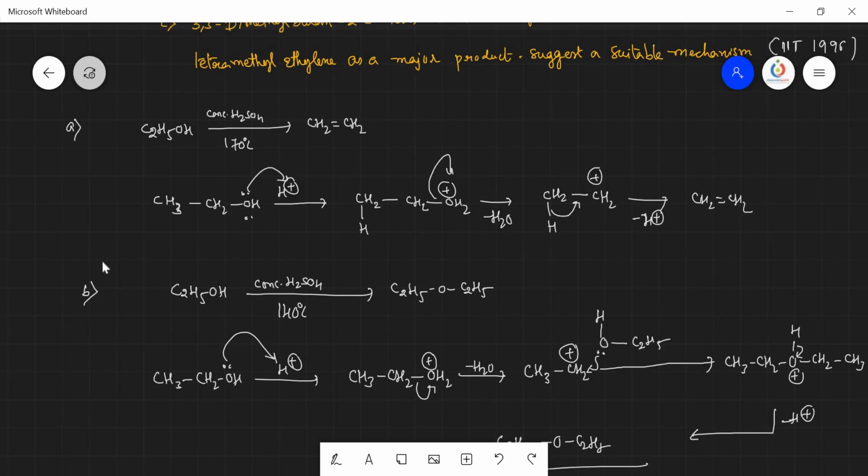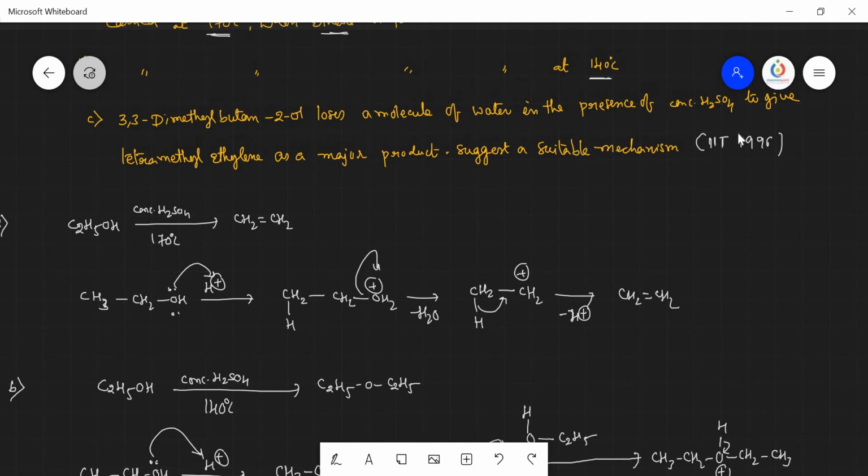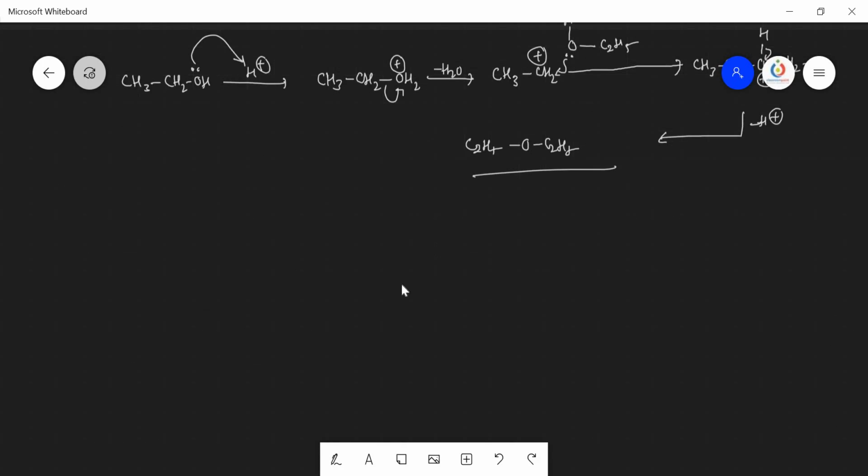And the next question is, they are asking the product. The reactant is 3,3 dimethyl butane 2-ol, which loses a water molecule in the presence of concentrated H2SO4 to provide the tetramethyl ethylene. So first of all, let us write down the reaction, then go for the mechanism.